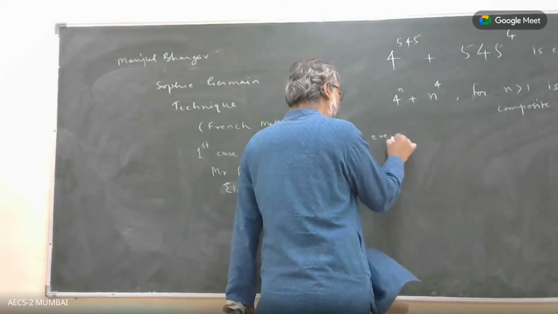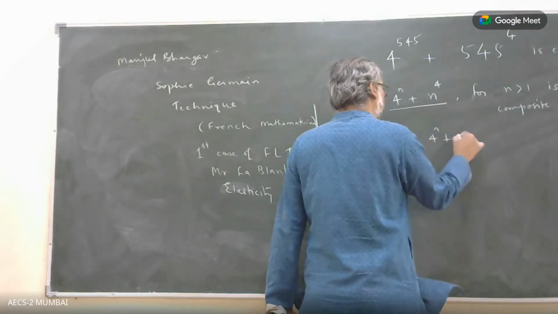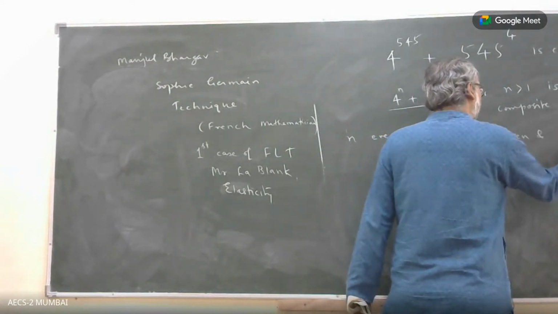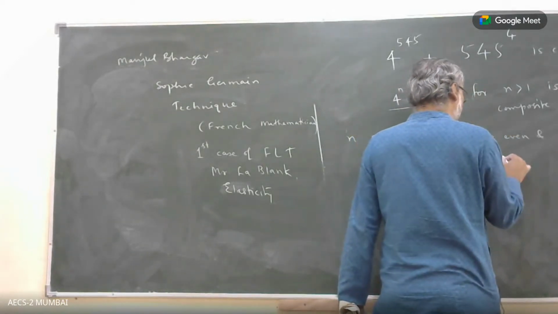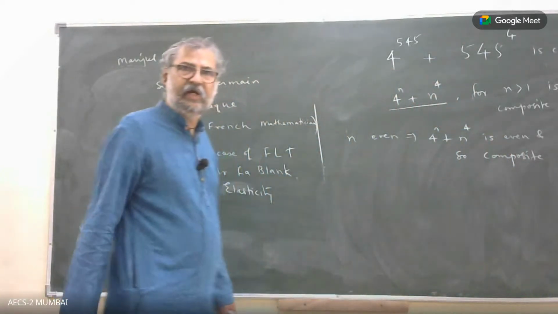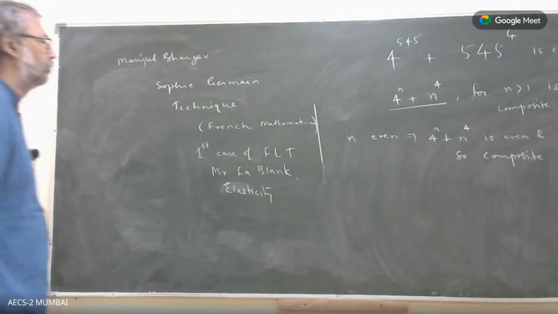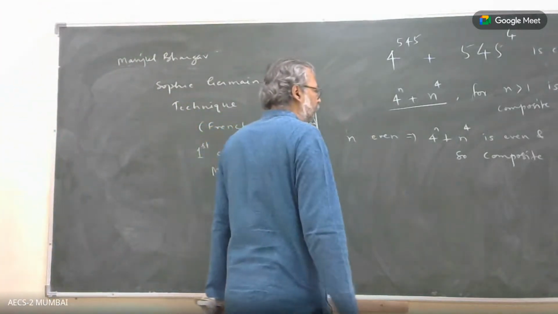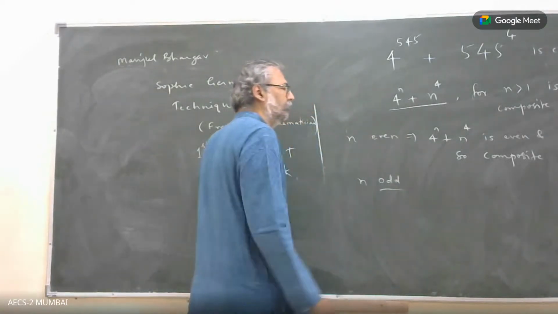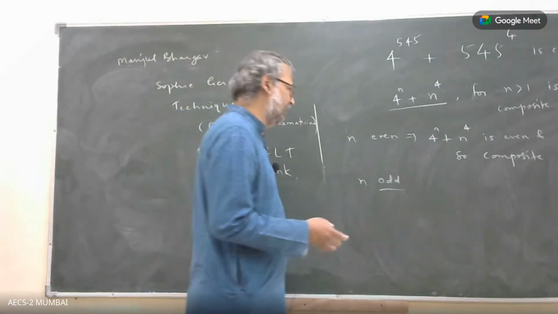Clearly, if n is even, this number is even and greater than 2, so it is composite. That's one simple case, n even. So we have to deal with the odd case. It is very simple, but very interesting.